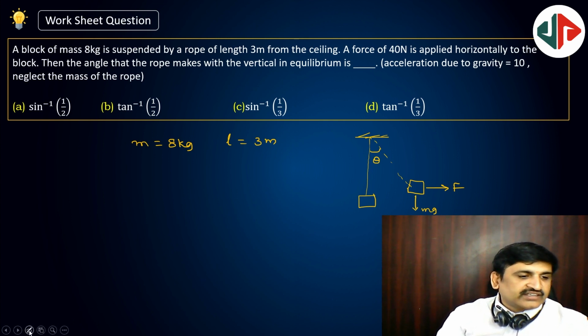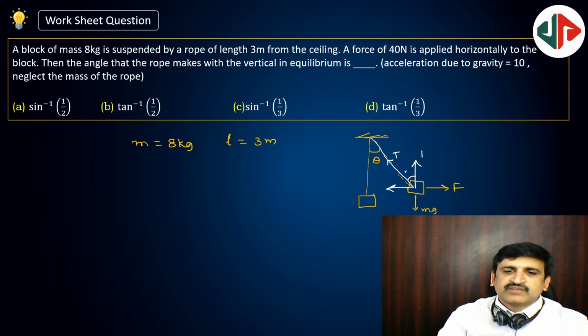You can take the tension and resolve it into components. I can use the direct formula, but I want to teach. So this is tension T. This angle is theta, so this component will be T cos theta and this will be T sin theta. He is asking for the angle. Okay, fine. Then T cos theta balances which one? mg.